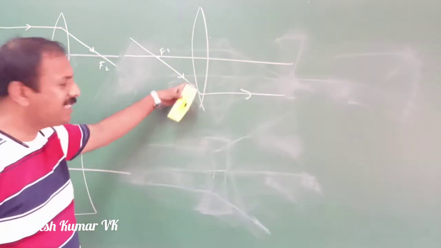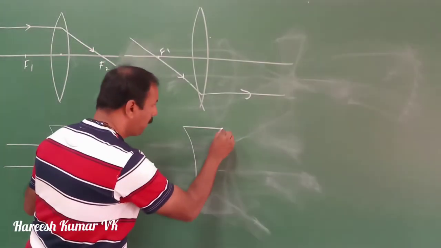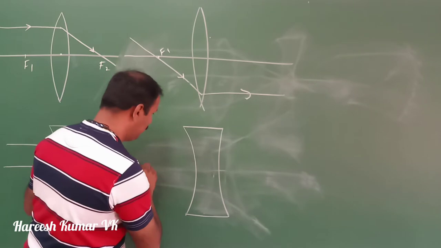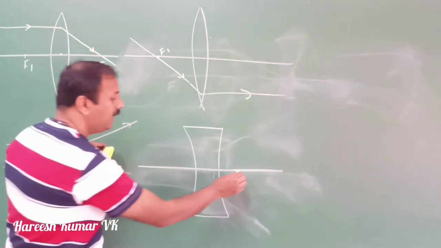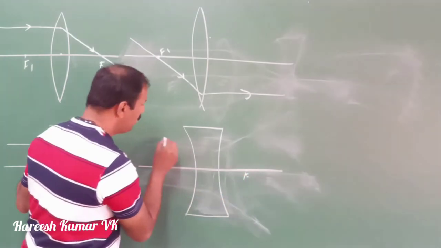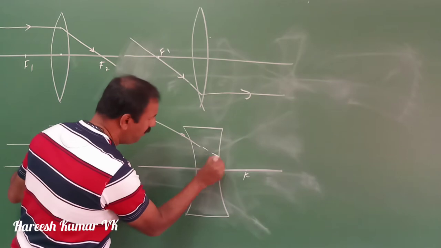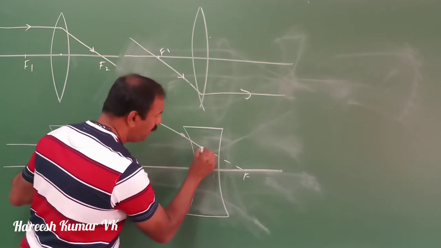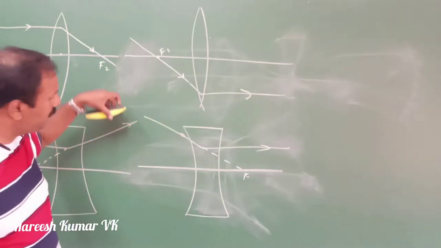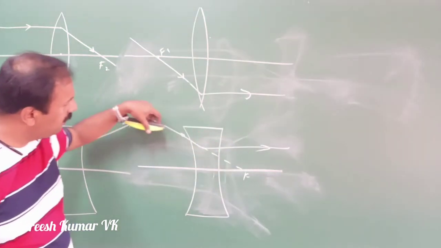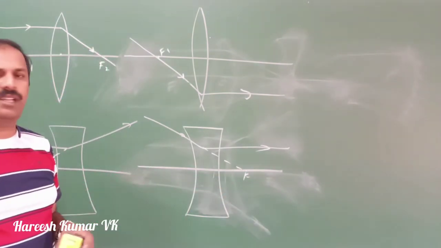Now if you apply the same thing for concave, how will it be? The ray which is coming, here is the focus, I will draw like this. It is coming towards this focus, so it is coming like this. Its aim was to reach this point, but from here it will go like this. So the ray which is coming towards the focus will go parallel to the principal axis. So this is the second type.